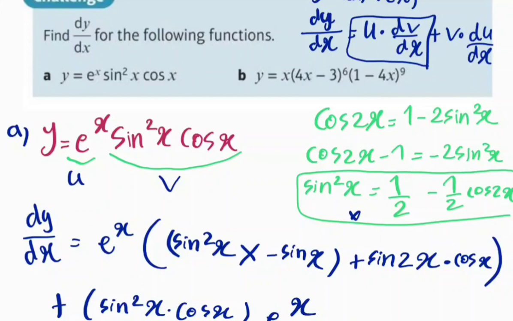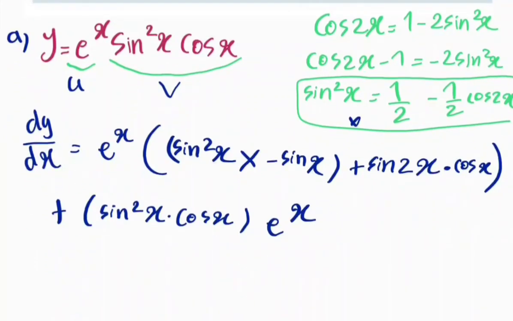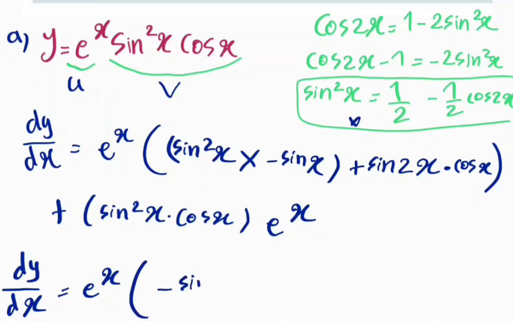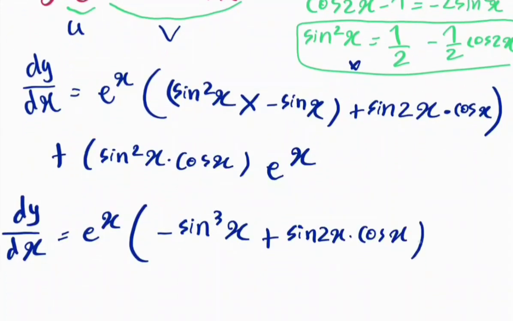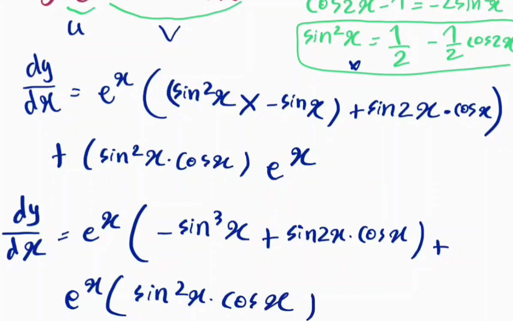And that's it. You can do some multiplication and simplify this more, or even go further and factorize. But again, I don't suggest that as long as you haven't been asked to do so. Sine squared x times minus sine x is minus sine cube x, and that's plus sine 2x cos x. That's the first half. And for the second half, we have e to the x times sine squared x cos x. Of course, you can simplify this further.